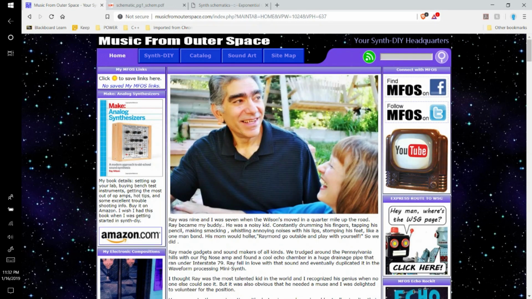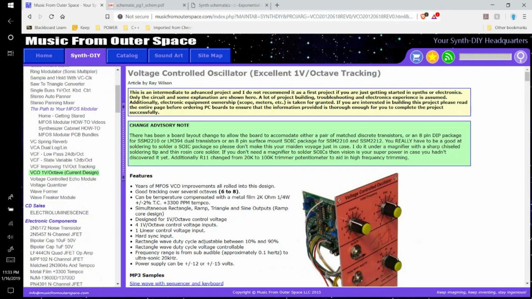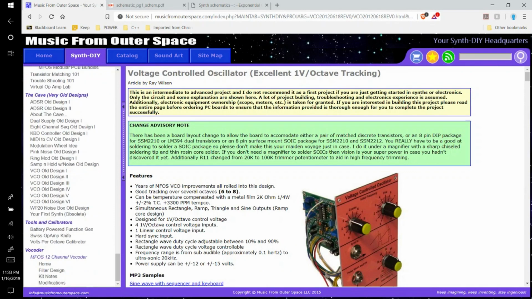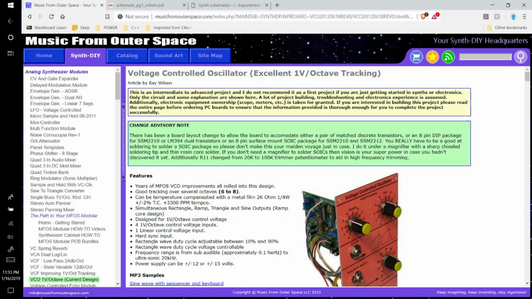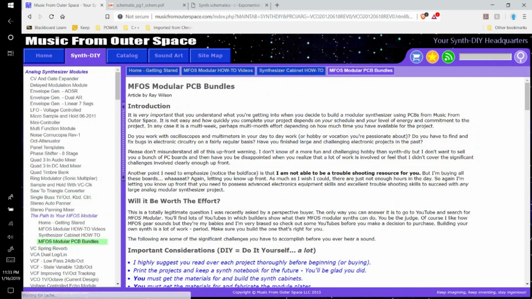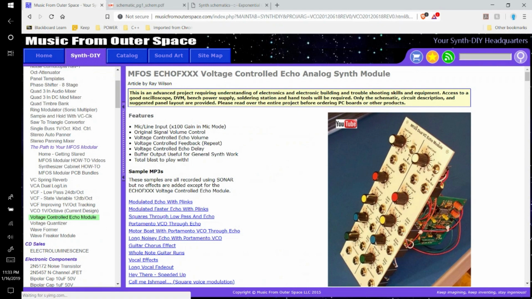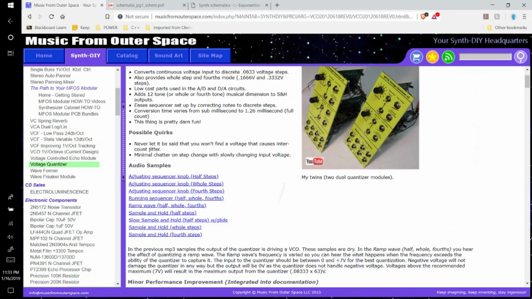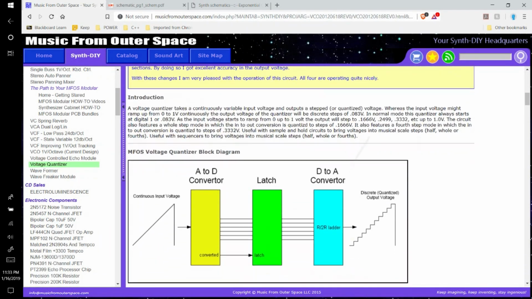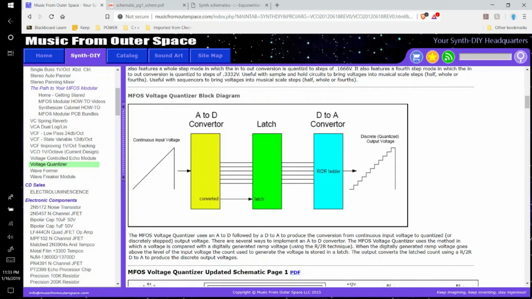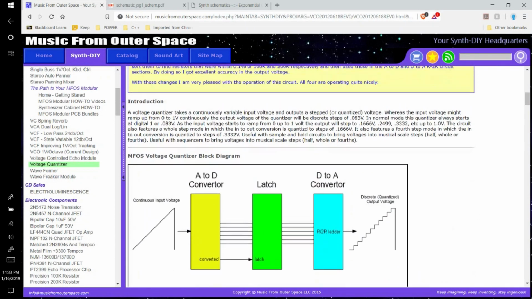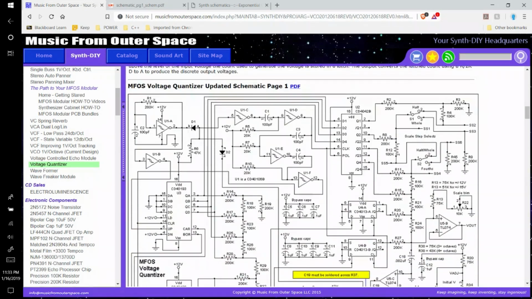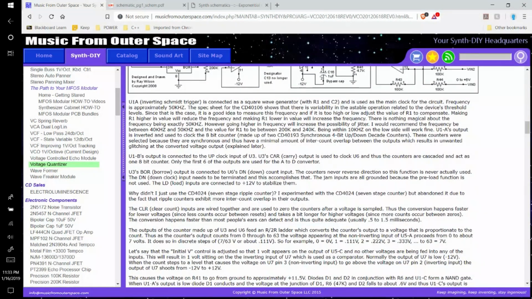So this is Ray Wilson, a really amazing engineer. If you go to Synth DIY, on the right hand side, all of these are his DIY analog synthesizer projects. Look at the sheer amount of work. All of these chapters, you can expand, and they have information starting from basic theory behind, in this case, the digital to analog converter, how the circuitry works.